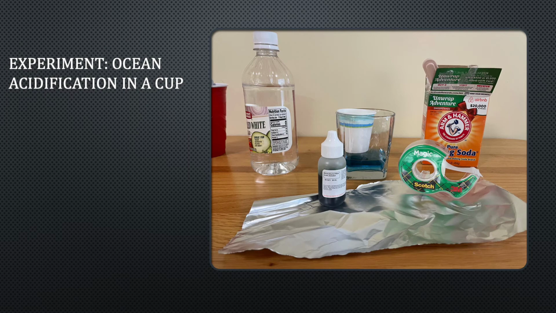So here we have a cup with water with some bromothymol blue pH indicator with a paper cup taped inside, which we'll run a baking soda vinegar reaction in to produce carbon dioxide, along with tape to tape the cup into the glass and aluminum foil to cover the glass once we start the reaction.